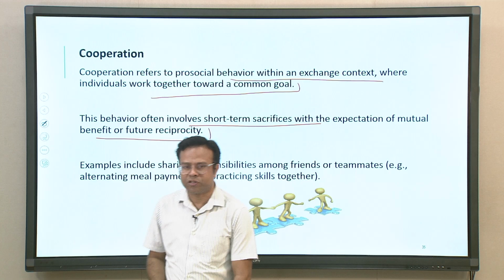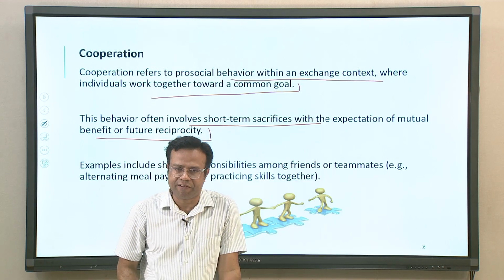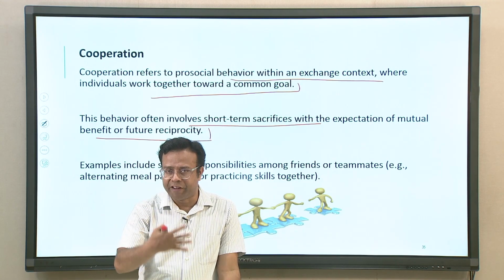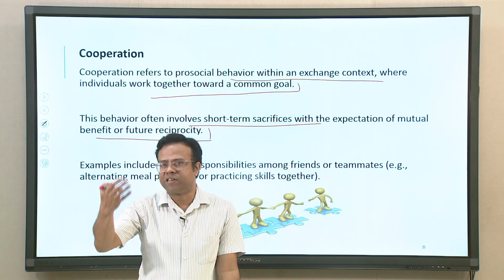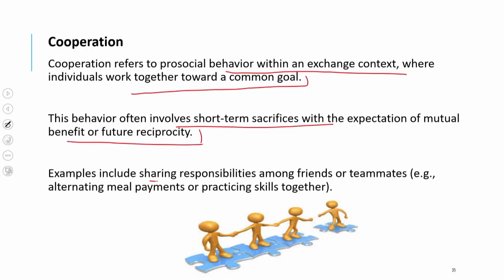In this case, it is not a pure altruistic kind of behavior, where the behavior is completely selfless. Here it is guided more by expectations of some mutual benefit as a group, or they may be expecting something in return in the future. Examples include sharing responsibilities among friends and teammates.